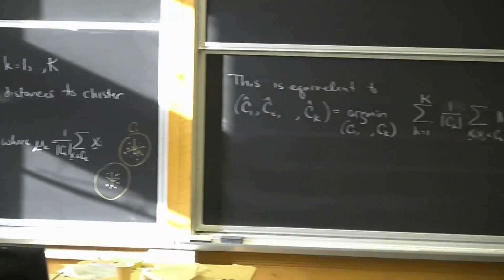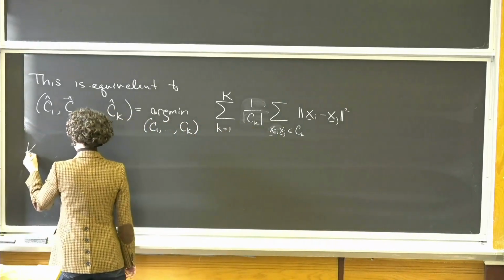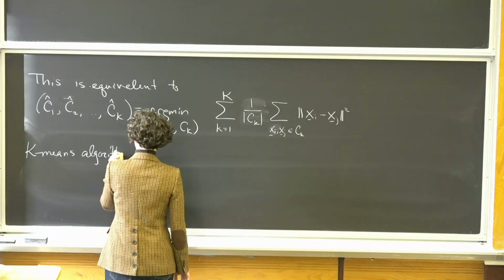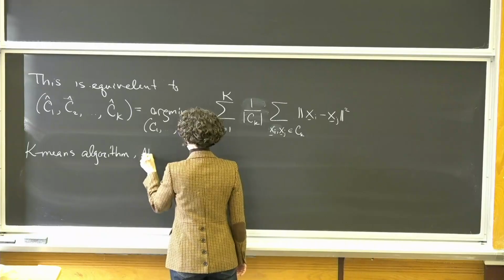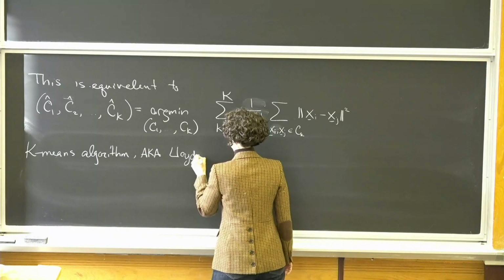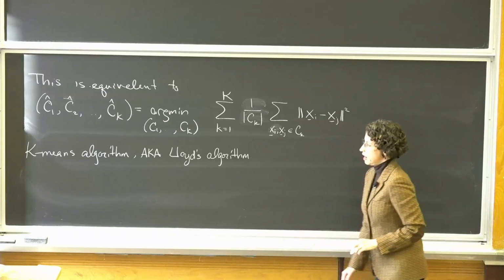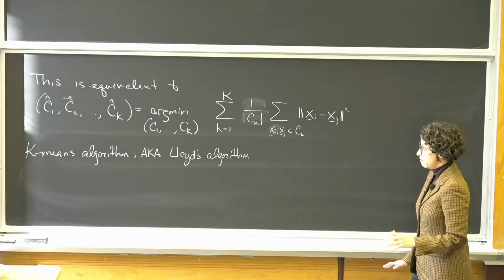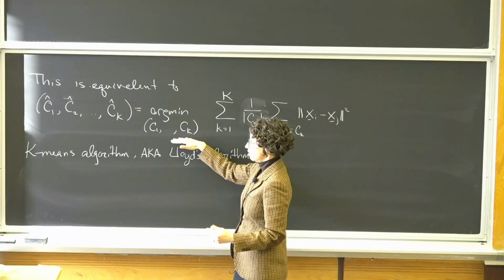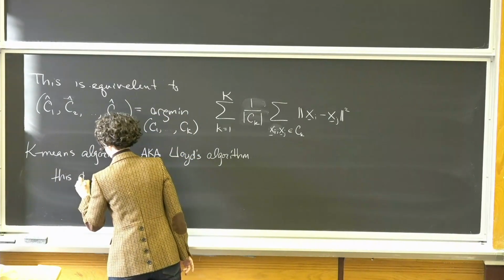Okay. So what I'm going to present on the next board is the k-means algorithm. This is also known as Lloyd's algorithm. Before I present the algorithm, I want to emphasize this does not find the global minimizer of this optimization problem. Or it doesn't necessarily.